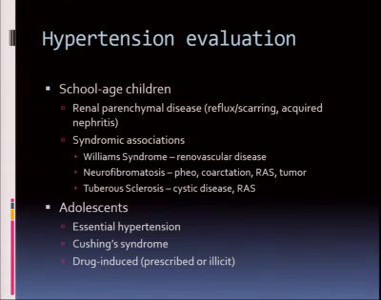Last example is tuberous sclerosis. This can also cause primary cystic disease. You also may have tubers develop within the kidney, causing similar types of vascular compression. And then in adolescence, certainly these days, essential hypertension is the most common cause of hypertension, largely due to obesity. Cushing syndrome is another cause, which we'll talk about more. And then drug-induced, certainly something to consider in this age group.